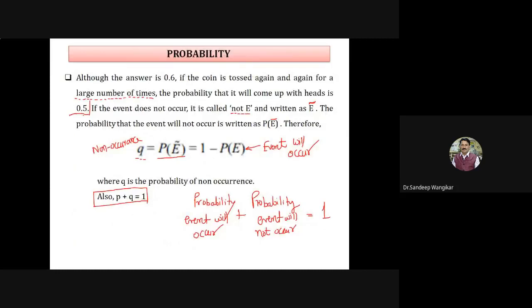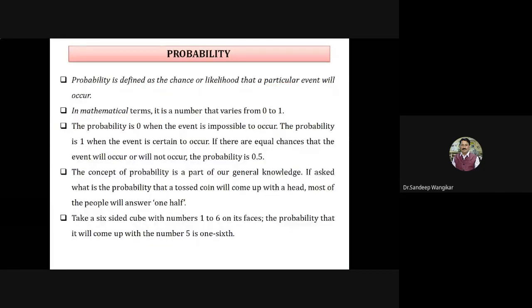So this is about the concept of probability. We can take a large number of examples here to understand the concept in a much deeper and broader way. Probability is the chance or likelihood that a particular event will occur. And we have discussed in detail when the value is 1, when the value is 0, and what the chances are when it is 0.5, and we have taken two different numericals.